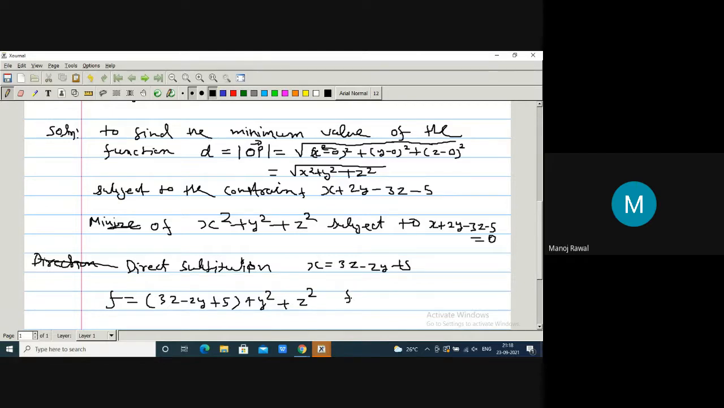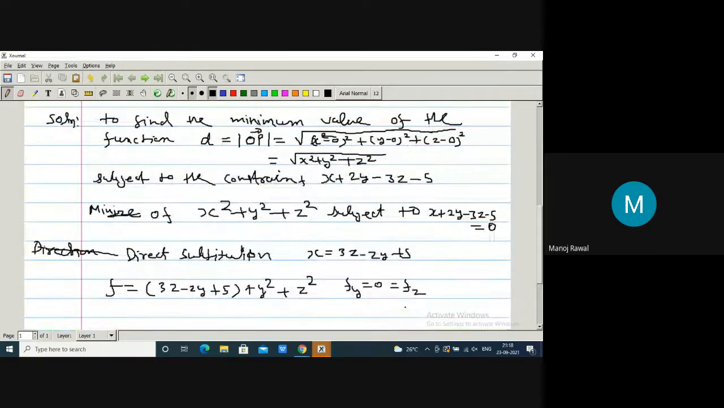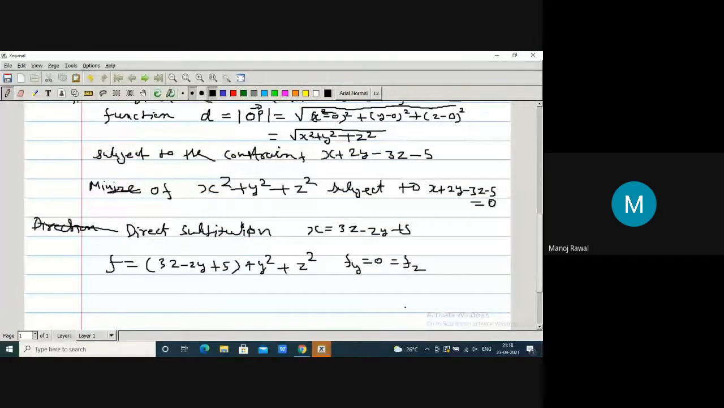So you can apply the second partial test. Fy is equal to 0 and fz is equal to 0. You will get the critical points and all. And it can be done. So this is known as direct substitution. I have not applied Lagrange multiplier. Yes.